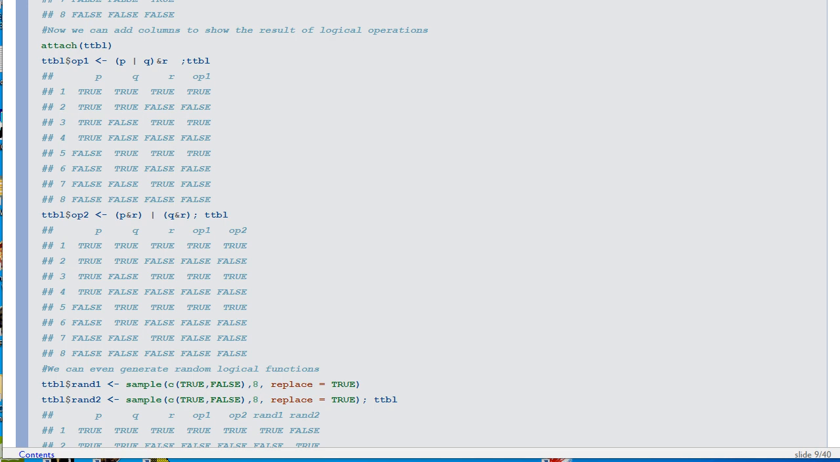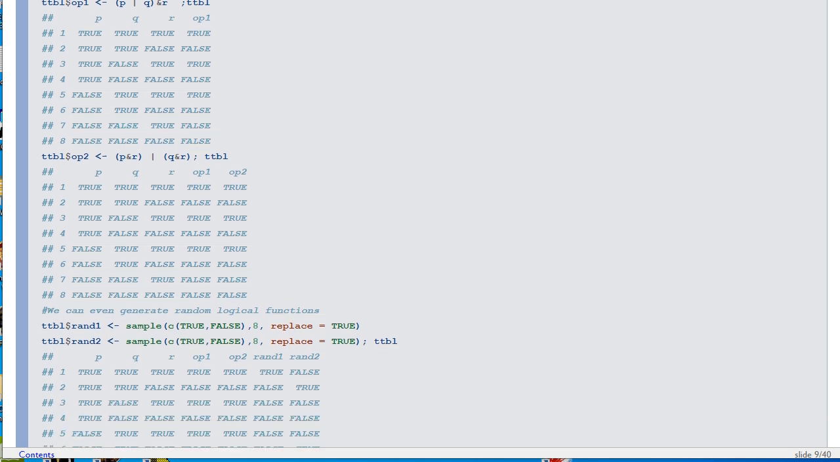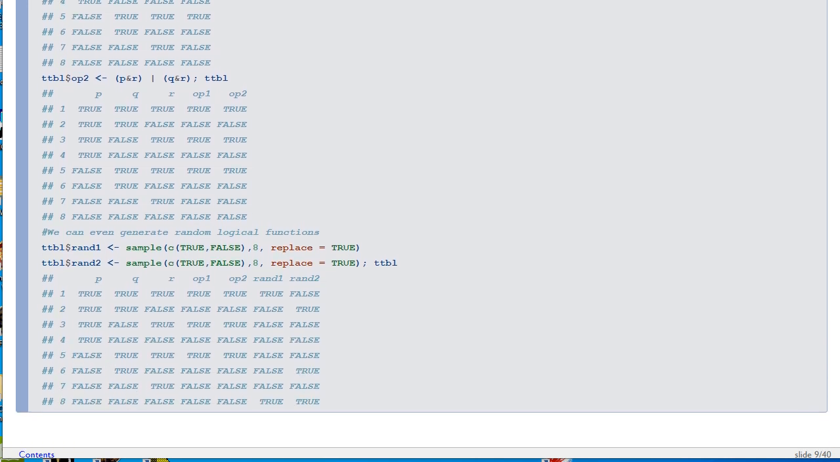I can also create an op2 column in which I take P or R and Q or R. And now you see the importance of these vectorized operations, because this operation is being carried out simultaneously on all the rows in the data frame. And now I look and I say, hey, what do you know? Op1 and op2 are exactly the same. That proves my results. I can even generate random logical functions, which is going to become interesting in a short while. How do I do it? Well, I'll create a new column called rand1.